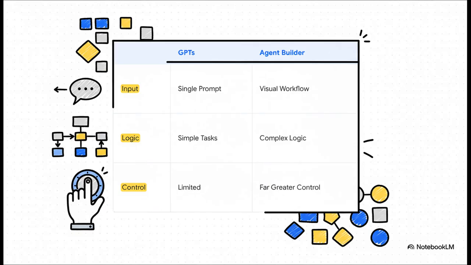And this is where it gets really interesting. This is the core difference. Look, custom GPTs are fantastic for those single prompt tasks. But the agent builder, it's in a completely different league. We're moving from just chatting with an AI to visually designing its entire workflow. This means we're shifting from simple tasks to some seriously complex logic. And that gives us a level of control we just haven't had before.